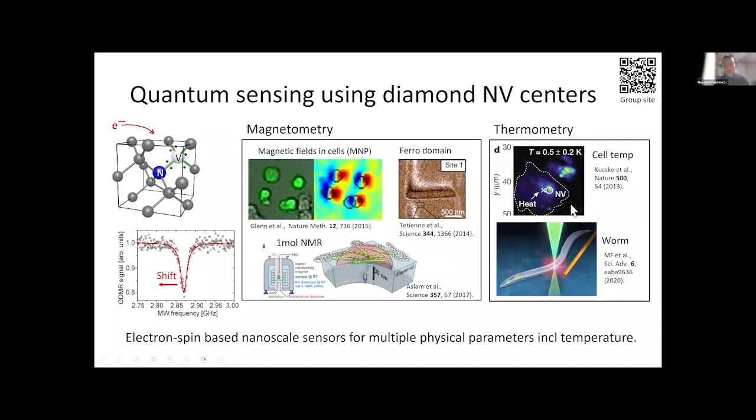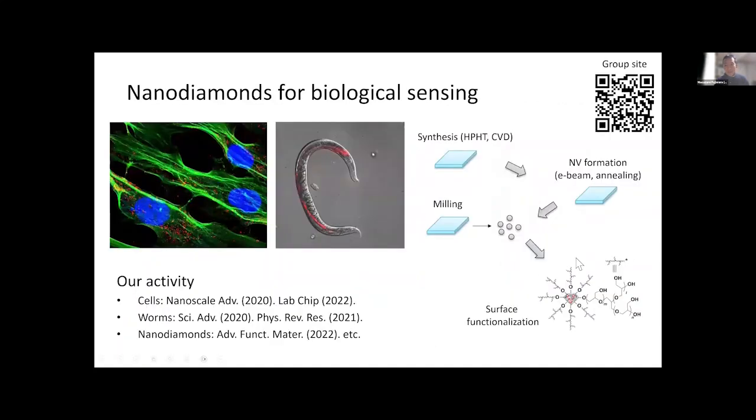For example, previously we worked on feeding small diamond particles into worms, then measuring the temperature inside these worms. So we are working on quantum sensing with diamonds for biological applications. Other than this, we are also developing a technology for functionalizing the surface with some chemical techniques, and then feeding those nanodiamonds to cells or C. elegans worms. Those are our group's research activities.